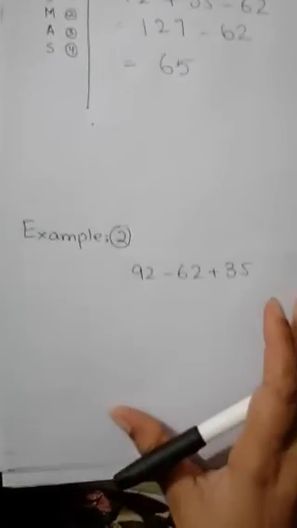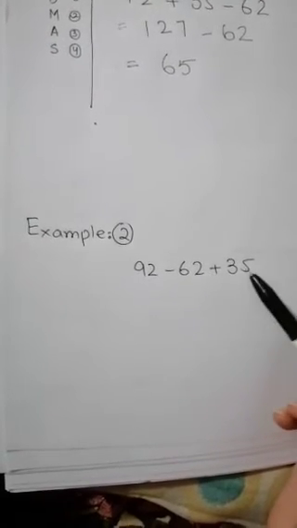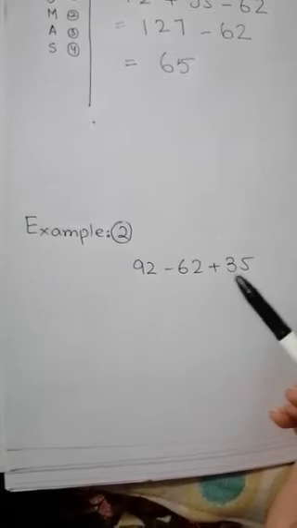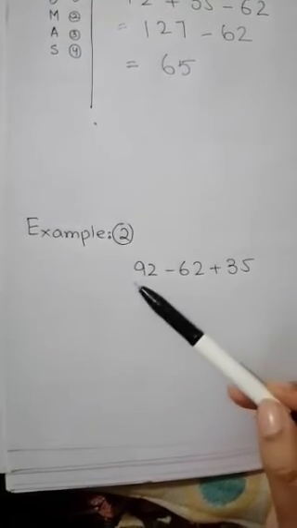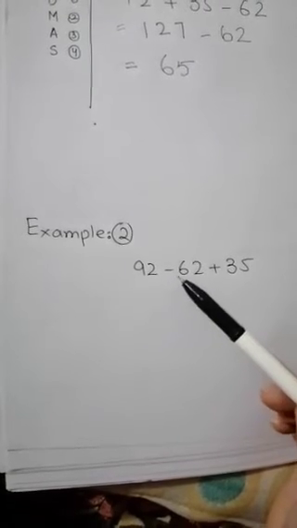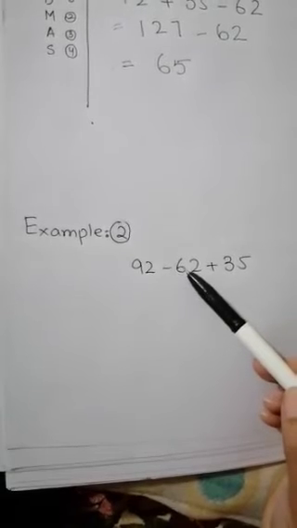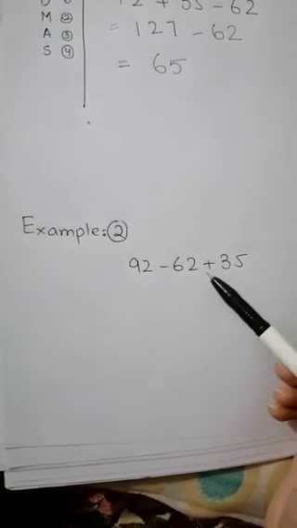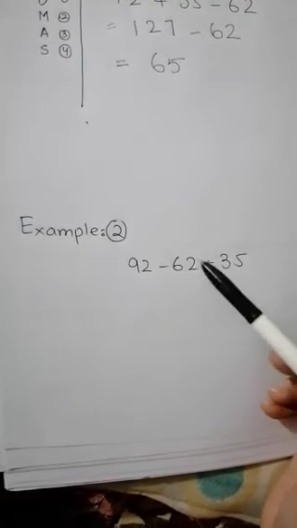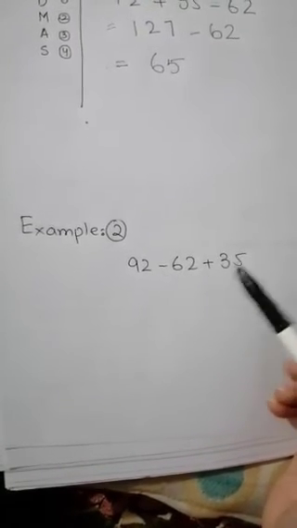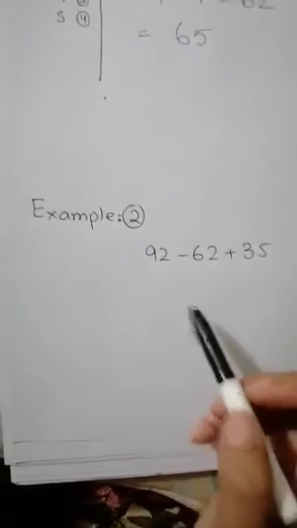In the next example, we have 92 minus 62 plus 35. Here we have to solve the addition and then we will solve the subtraction. But before solving this question we will arrange it, because here we have 62 of minus and 35 of plus. If we first add these two numbers, it will be difficult for us, because 62 is of minus and 35 is of plus. So it will be easy for us if we arrange this expression.